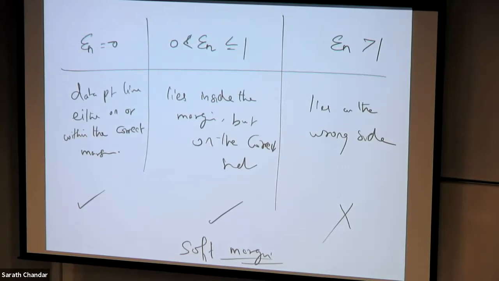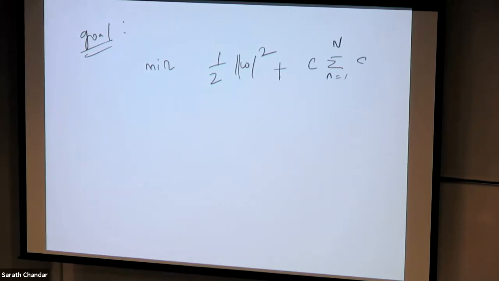Okay. Now, with this modified soft loss, I can actually change my objective function. So my new goal is to maximize the margin while softly penalizing for examples that lie on the wrong side. Or in other words, you minimize 1/2 w squared, which was the previous one, plus C times the summation over n equal to 1 to capital N of epsilon_n, where C is greater than 0. We're going to call C the cost parameter. Is that clear?